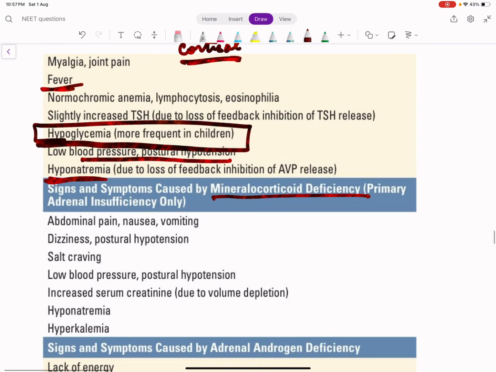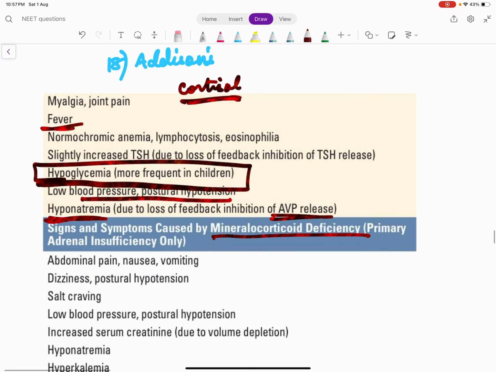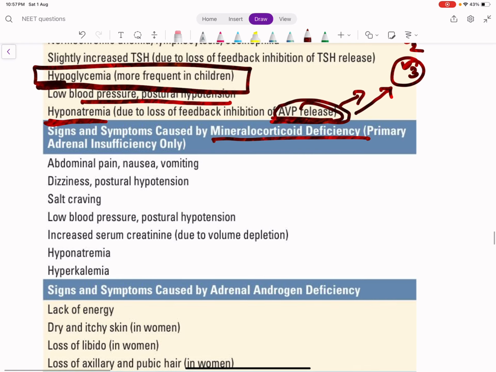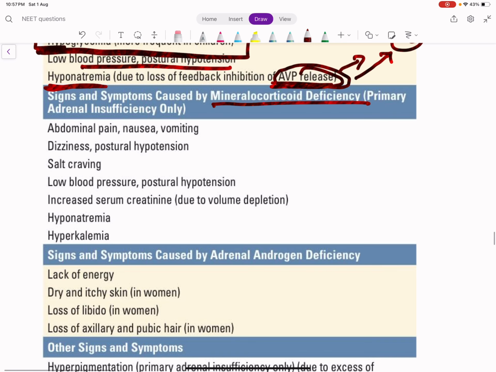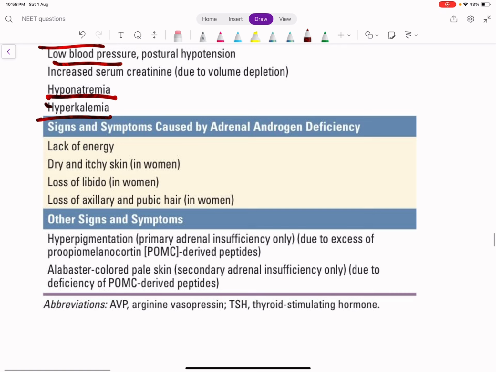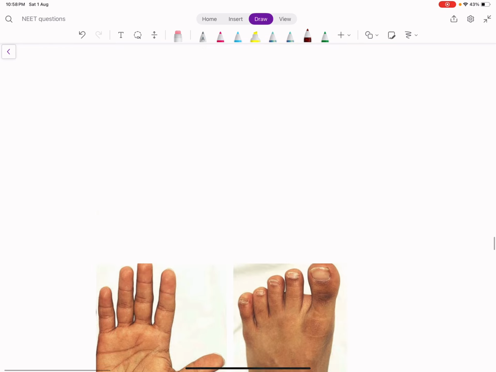There will be hyponatremia because vasopressin has some relationship with cortisol. There are three receptors, right? V1, V2 and V3. The V3 receptor has some connection with the ACTH system. When mineralocorticoid is deficient, again there will be hyponatremia, hyperkalemia, low BP, and salt craving because of hyponatremia. And when androgen is deficient, there is lack of energy and lack of libido.